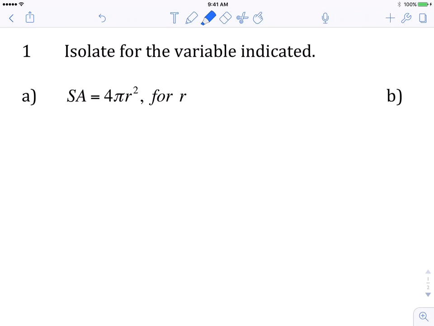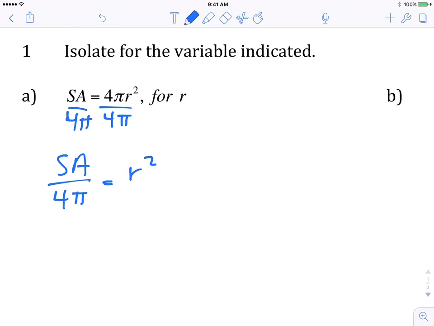So we have multiplication going on between 4 and the pi and the r squared. And so the surface area, and we'll divide both sides of this equation by 4 and by pi. By doing that, we get surface area over 4 pi, make it a little clearer, equal r squared.